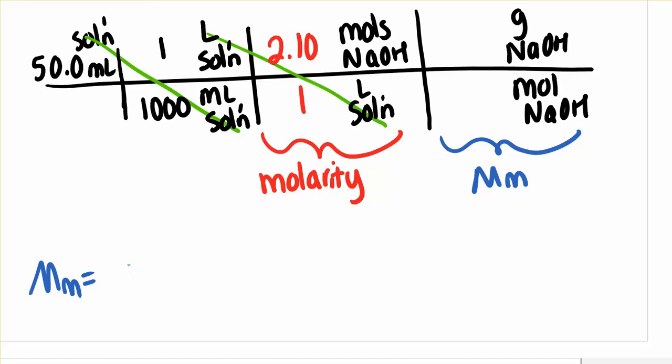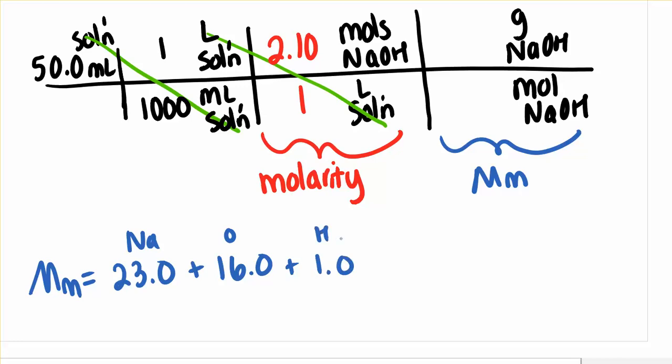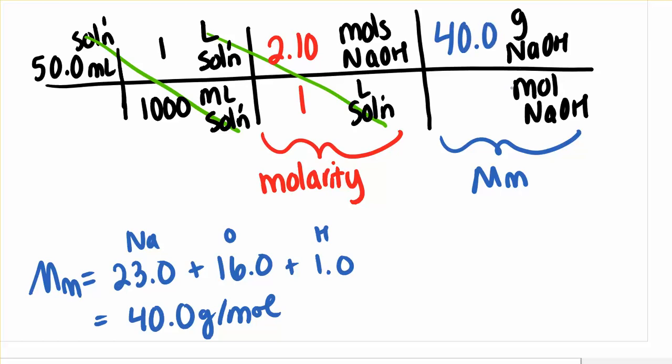Remember, we look on the periodic table and we add up the numbers. Sodium's is 23. Oxygen's atomic weight is 16, and we have 1 for the hydrogen. That's 40 grams per mole for the molar mass. So when I use that in my conversion factor, the 40 needs to stay with the grams, and there's an implied 1 there.